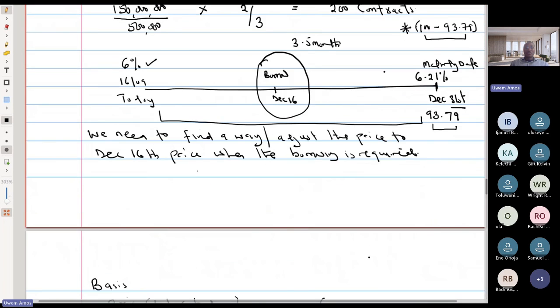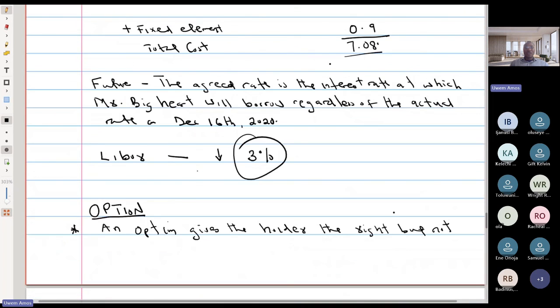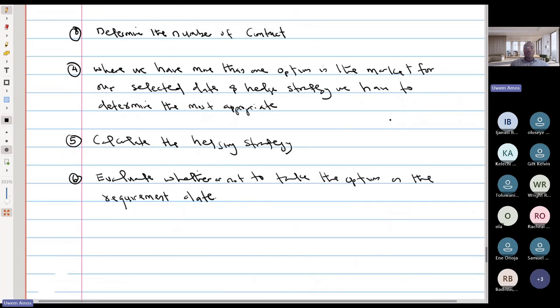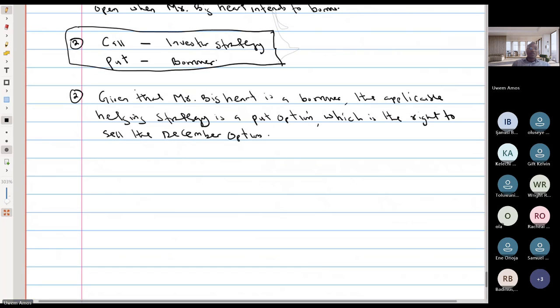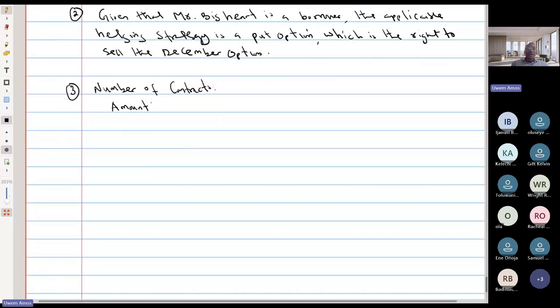So let's just get that down. You can see that the two methods are closely related. So once you understand futures very well from what we discussed, the second one, most of the steps are almost the same. So number of contracts is the amount that Mr. Bighart needs to borrow or invest, depending on what he's doing. But in our case, Mr. Bighart is borrowing, divided by the option contract size.